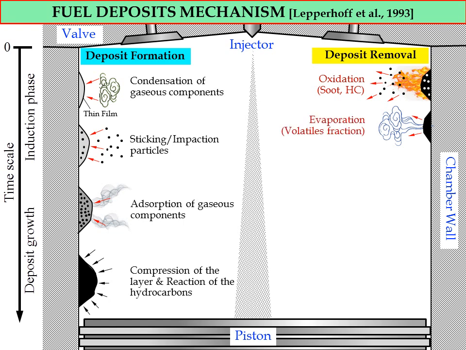The second type of deposit removal is due to the evaporation of volatile fraction in the deposit. So part of the liquid fuel trapped in the deposit will vaporize, and this will reduce the mass of fuel deposit that attaches on the chamber wall. And the third deposit removal process is the desorption process of the gas components, where part of the gas trapped in the deposit will be released due to the desorption process.